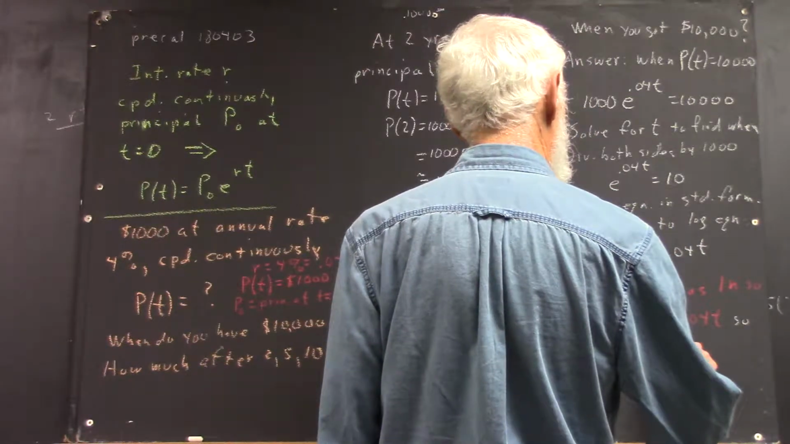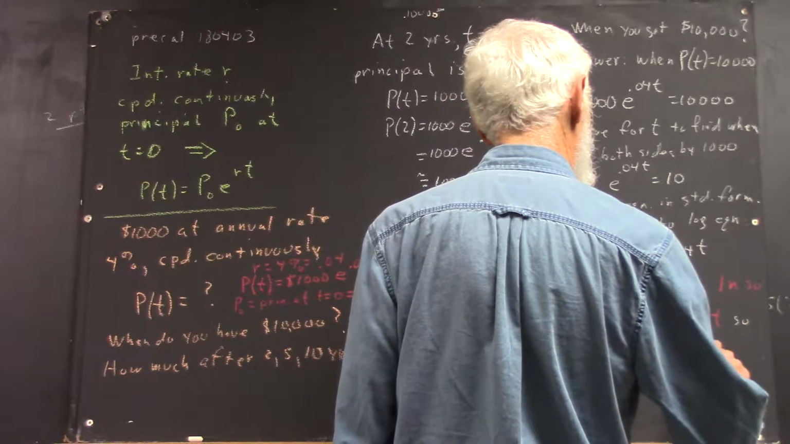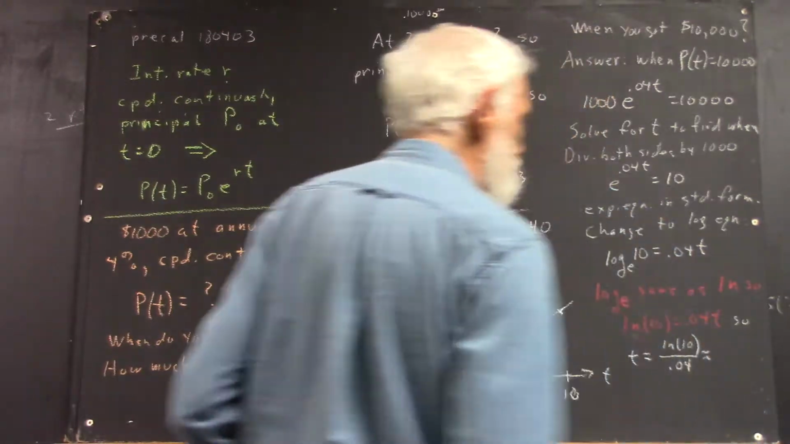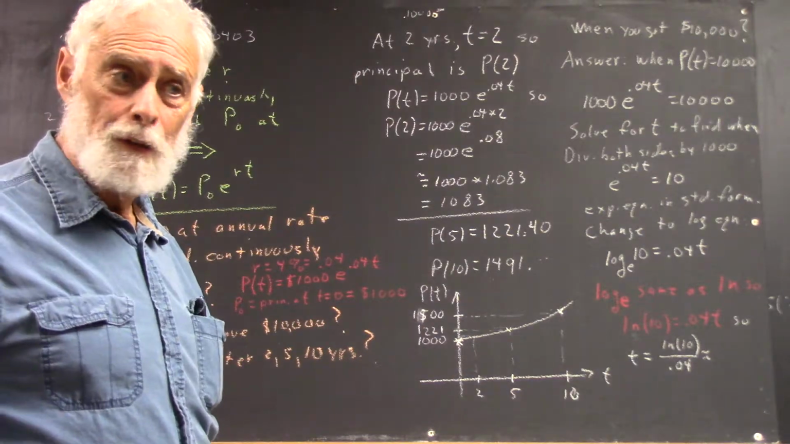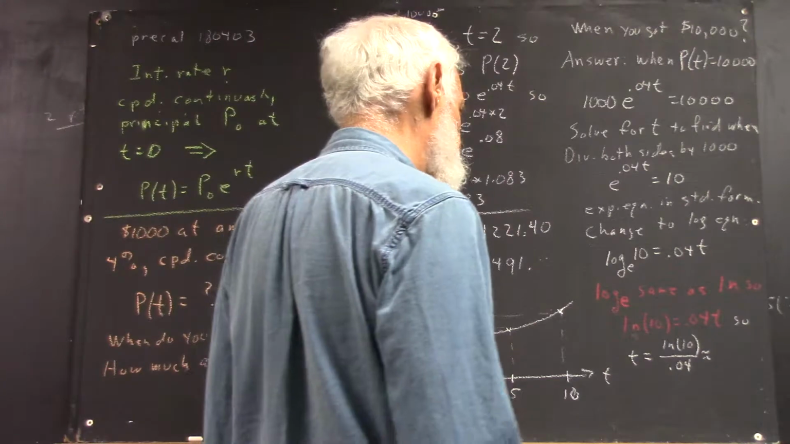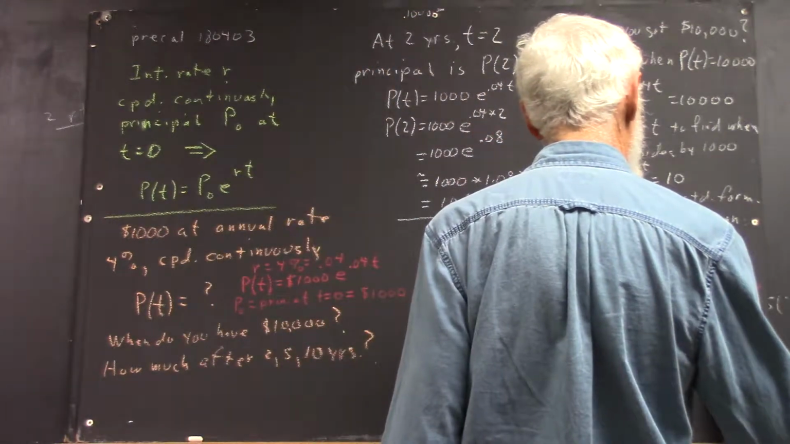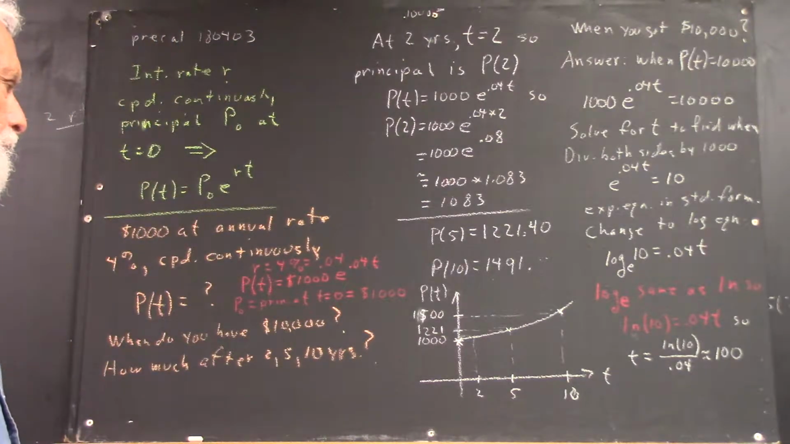So t equals the natural log of 10 divided by 0.04. Okay, natural log of 10 is about 2.3, something like that. So you get something like approximately 100, so it's going to take you like 100 years. However, it's only going to be about 3 doublings. 72 divided by 4 is 18, but mine gave me 57.